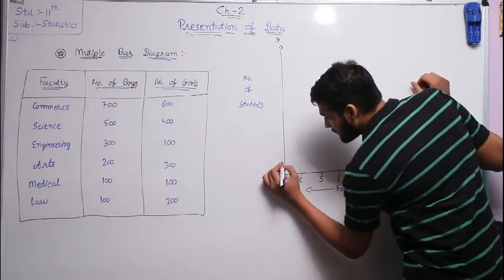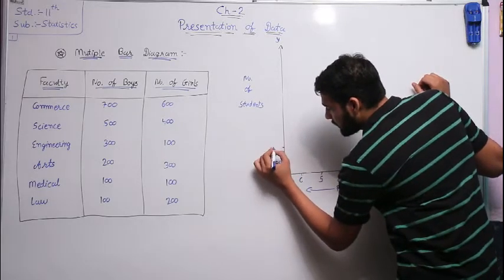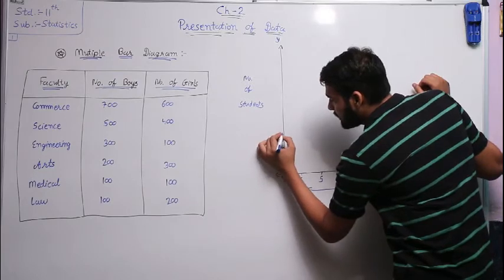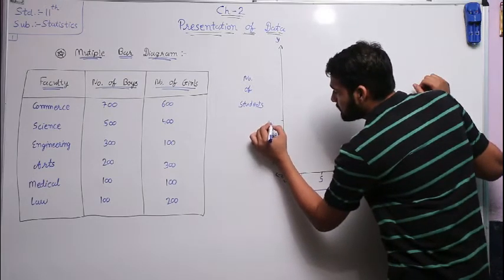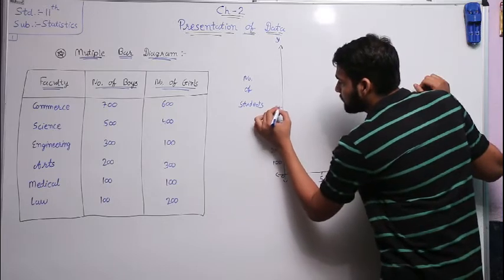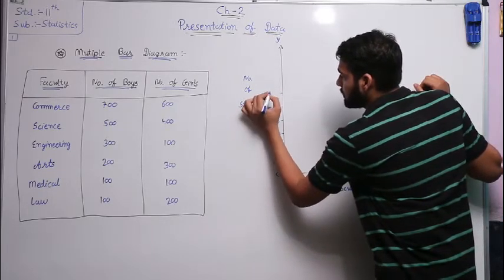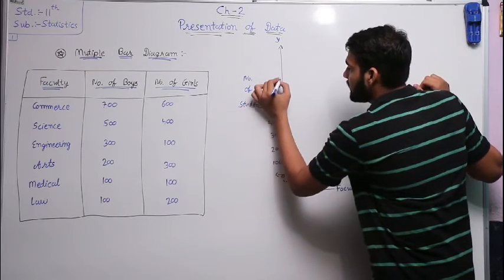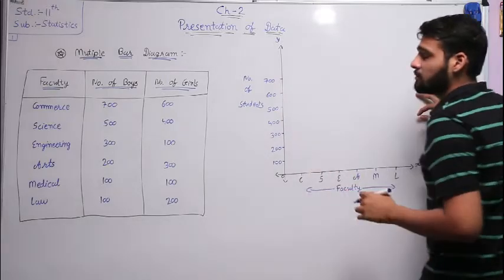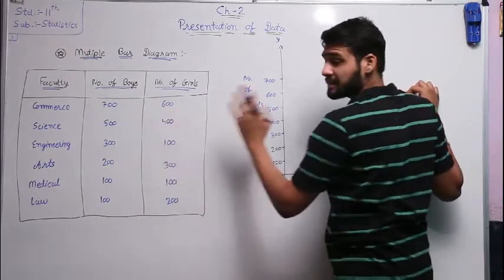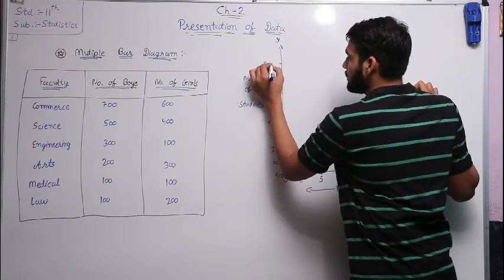So we will start from 0, then 100, then 200, then 300 students, 400, 500, then 600, and the last one is 700. Why? Because the maximum number of students from the two columns is 700.